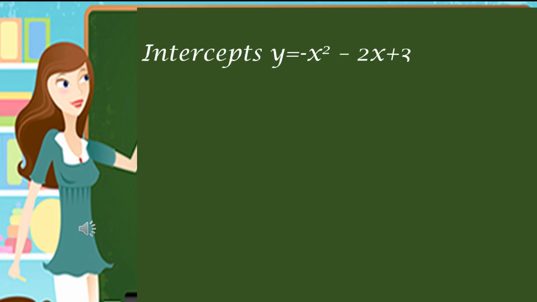The intercepts can be identified even if there is no graph, by setting the value of x as 0 and the value of y as 0.